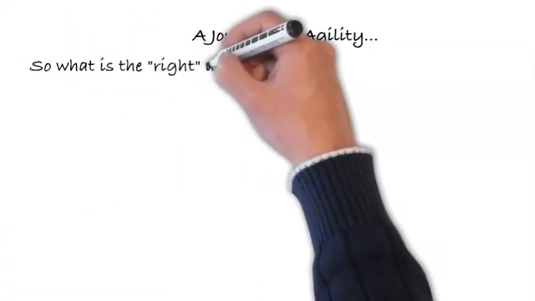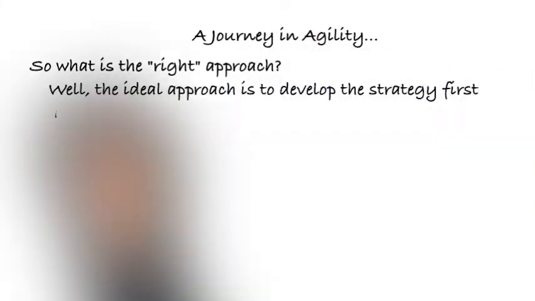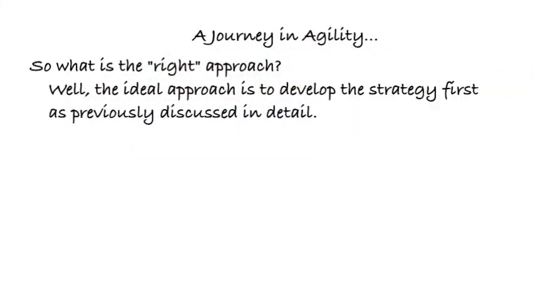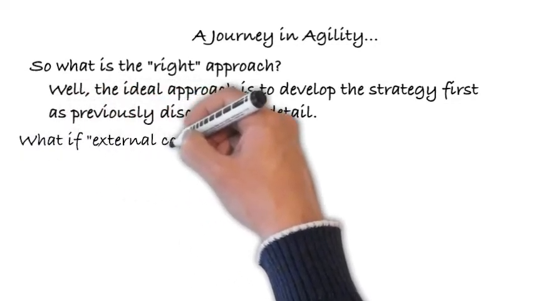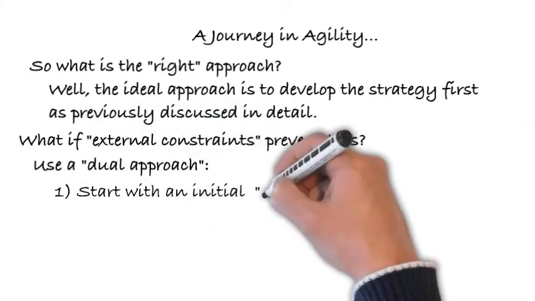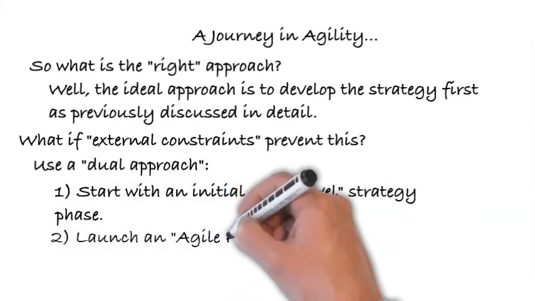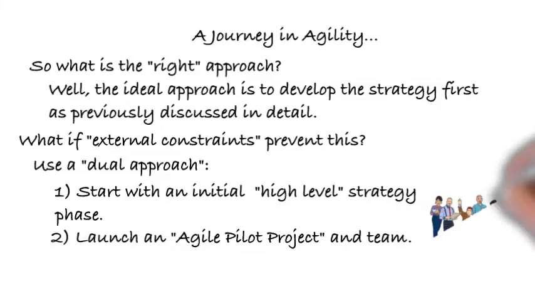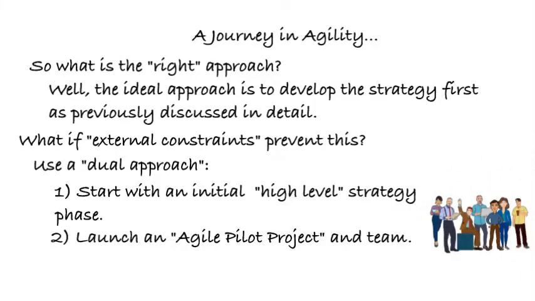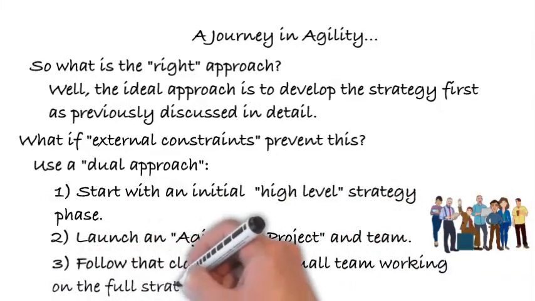So, what is the right approach? Well, the ideal approach is to develop the strategy first, as we previously discussed in detail. What if external constraints prevent this? We can use instead a dual approach. First, start with an initial high-level strategy phase. Next, launch an Agile pilot project and team. And finally, follow that closely with a small team working on the full strategic approach and run that in parallel.